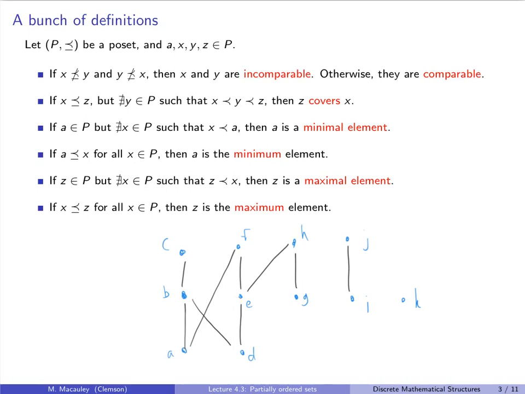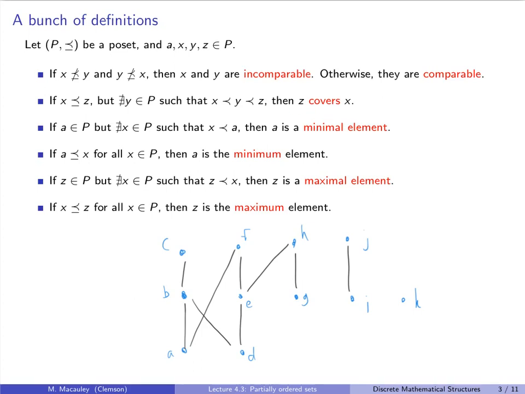So comparable elements are any two elements that are connected via some path that goes upward. So D is less than or equal to B, and B is less than or equal to C. So by transitivity, D is less than or equal to C. So D and C are comparable, but B and F are incomparable. K is incomparable to everything other than itself. Everything is comparable to itself. That's the reflexive property.